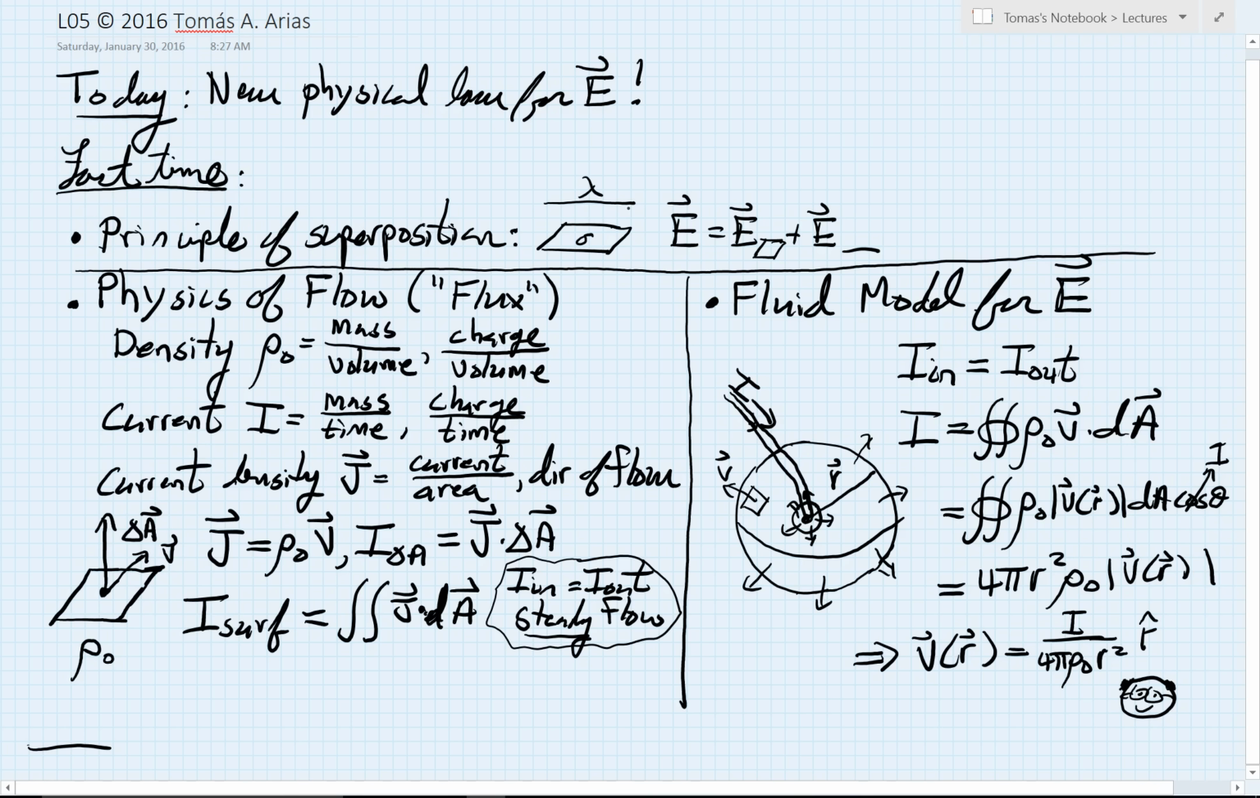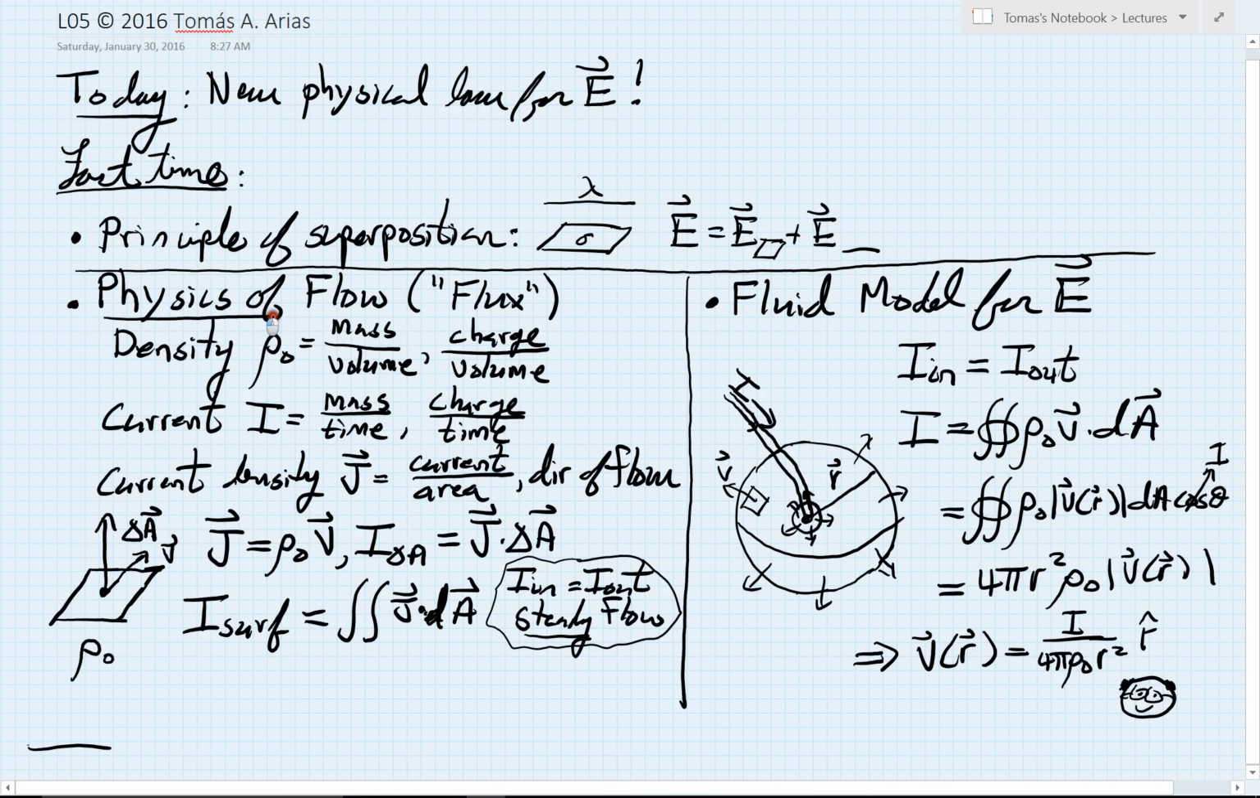Now, in order to understand how we can use this new physical law to compute the results for these various contributions to some overall complex charge distribution, we were reviewing certain key aspects of the flow of fluids. We had done two things, really. We had reviewed in general the physics of flow, sometimes known as flux. That's simply the Latin word for flow. And then we had this very particular application to what we had called a fluid model that's going to allow us to intuitively understand this new physical law for electric fields. So let's review these here one at a time.